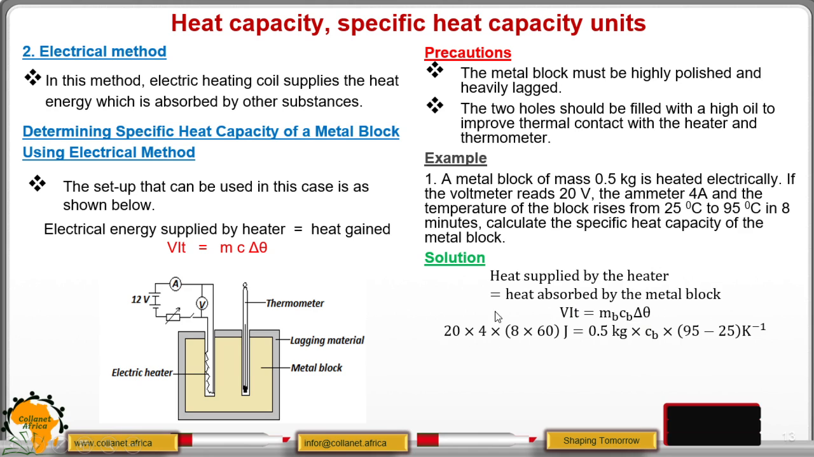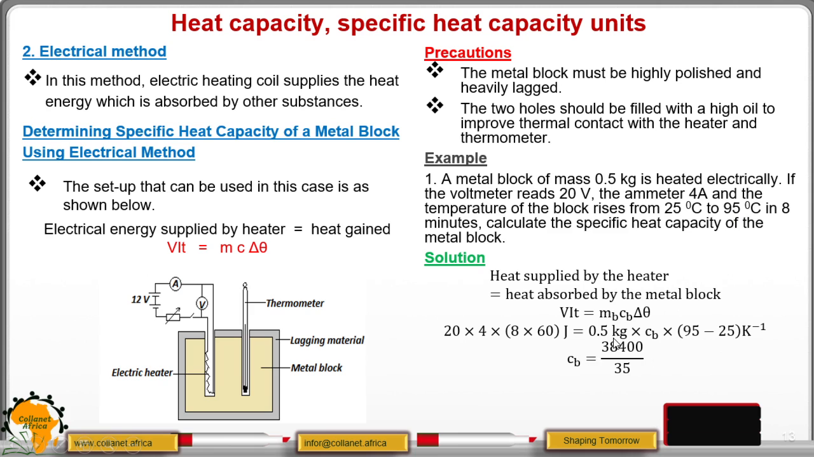V is 20, I is 4, and now we have the time. Time is 80 minutes, so we convert it into seconds, so we multiply by 60. That will give us the amount of heat supplied. On our right hand side, we have the mass of the block as 0.5. The specific heat capacity is what we are looking for. Then the change in temperature, it's going from 25 to 95, so it will be 95 minus 25.